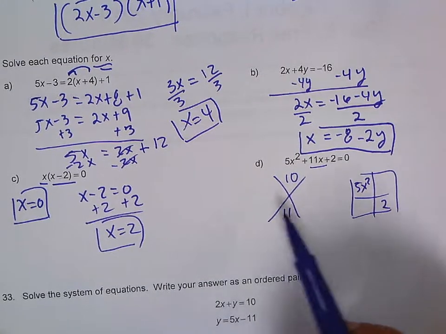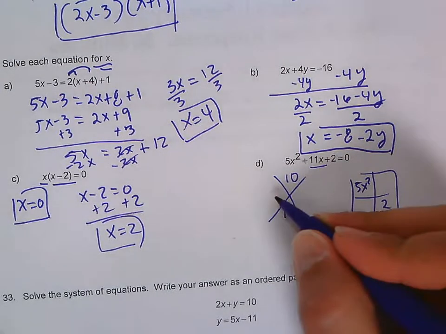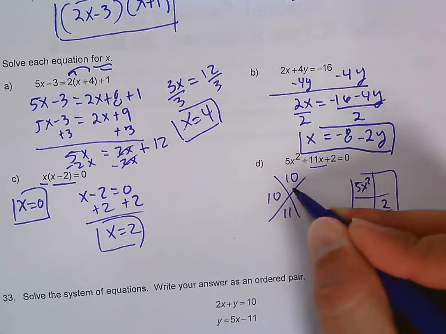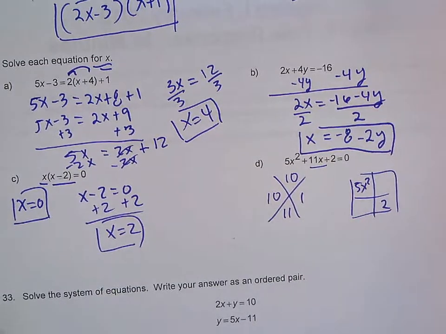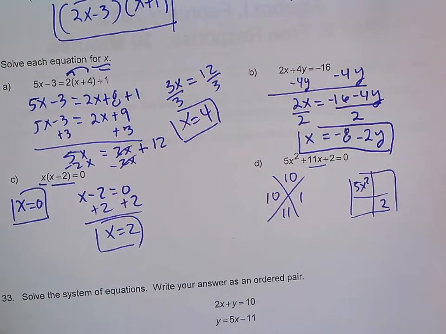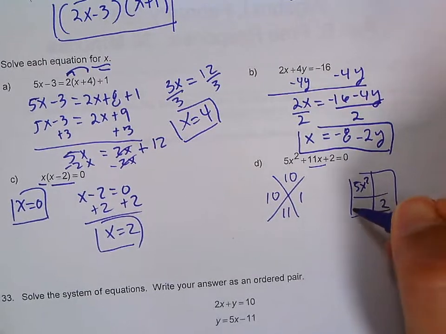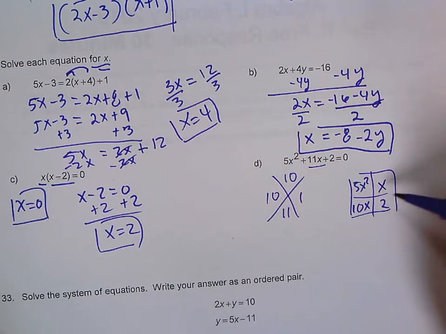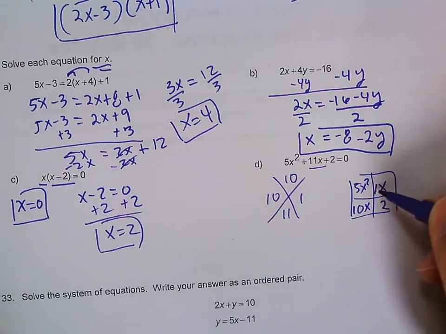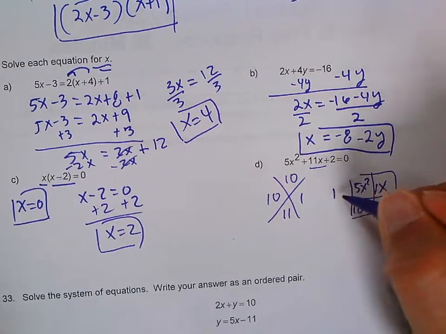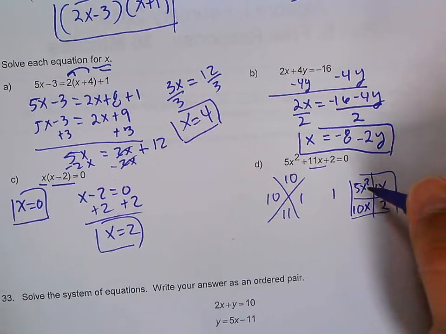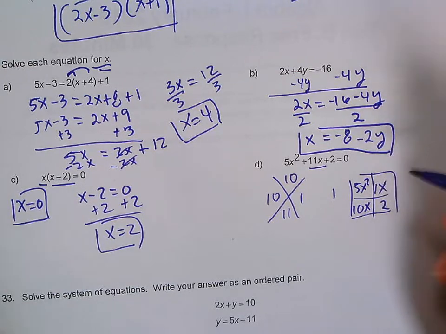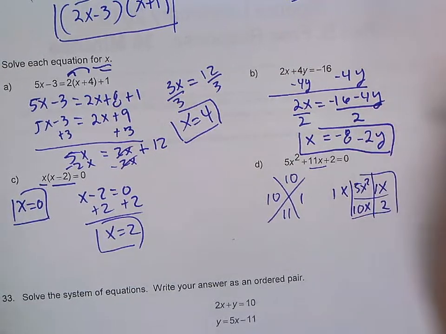And now I'm going to find the magical numbers. Well, the magical numbers are 10 and 1. 10 times 1 is 10. 10 plus 1 is 11. I'm going to set them up here, 10x and x. And now I ask myself, what is the greatest common factor between 5 and 1? Well, the answer is 1. How many powers of x do I have in common from an x squared and just one x? And the answer should be x.